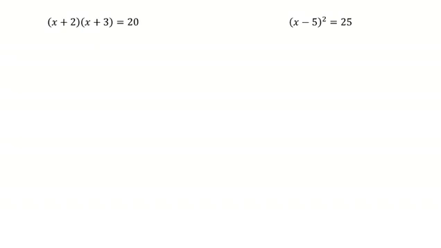The product property is only for 0. There's only a 0 product property. There's no 20 product property. So what we've got to do is actually FOIL this thing out.